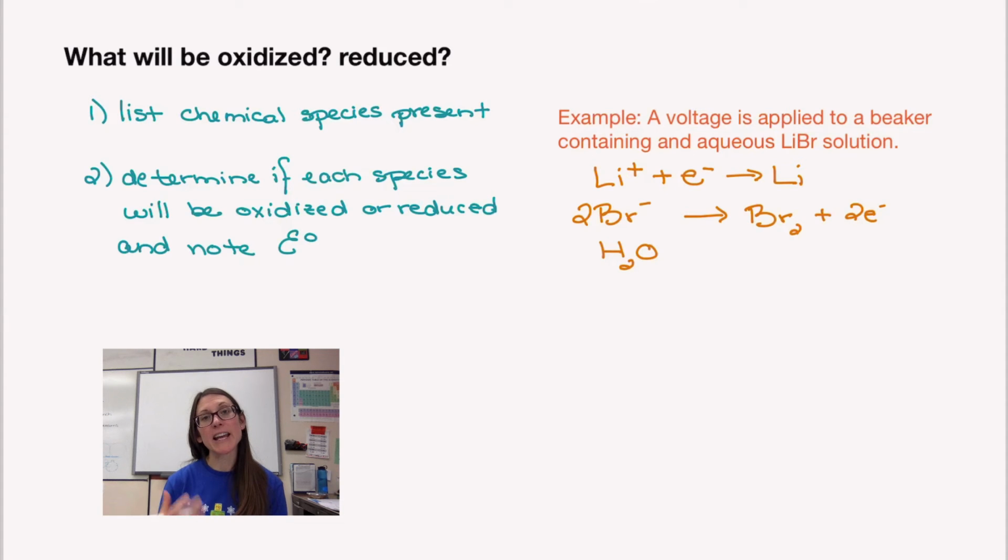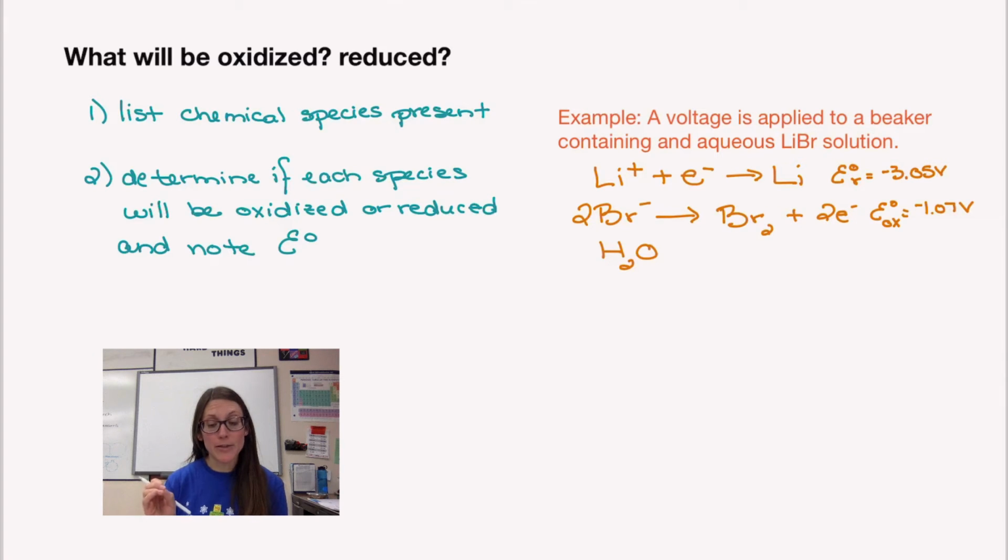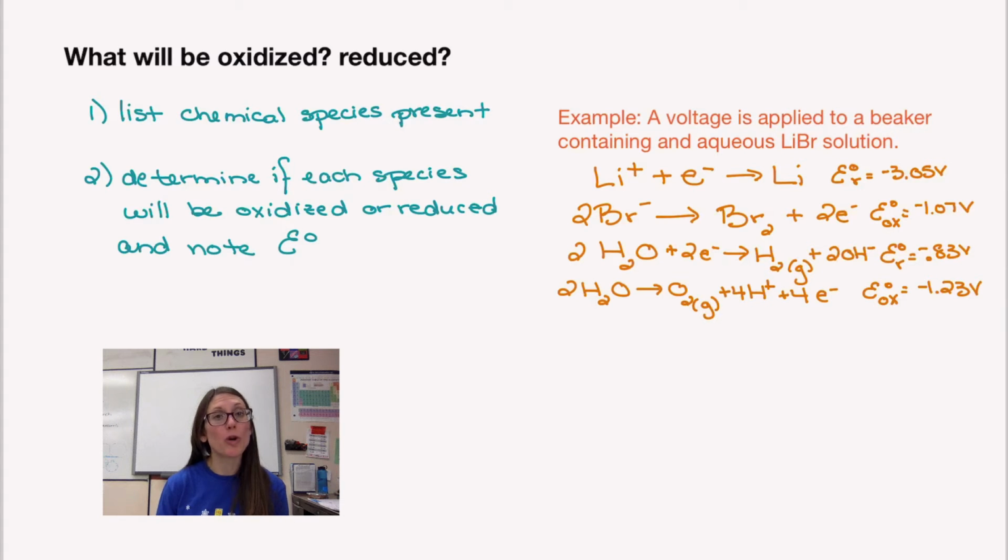And so for each of these, I can look up their standard reduction potentials, or oxidation potentials in the case of bromine. Okay, so I've got those. Both of those are negative because we know this is a non-spontaneous process. Now for water, water can be both oxidized or reduced, and it's important that you recognize that water has both of those possibilities. If water is reduced, you're going to form hydrogen gas, and the reduction potential is negative 0.83 volts. When water is oxidized, you form oxygen gas, and the potential for that oxidation is negative 1.23 volts.